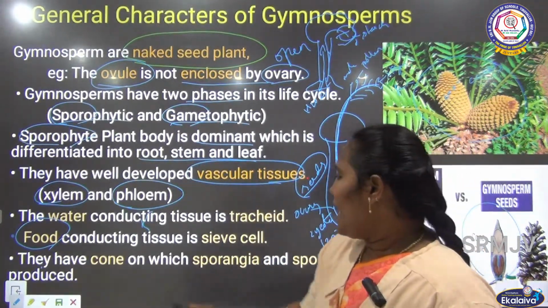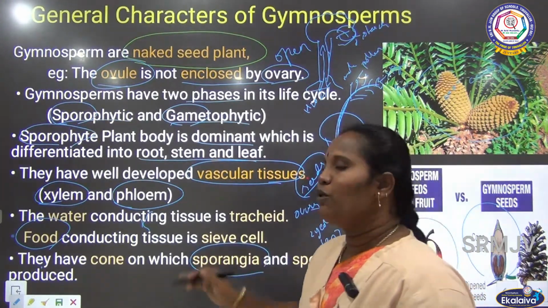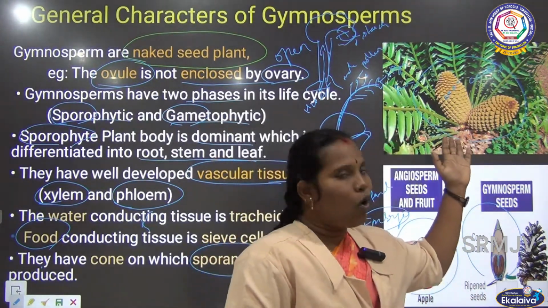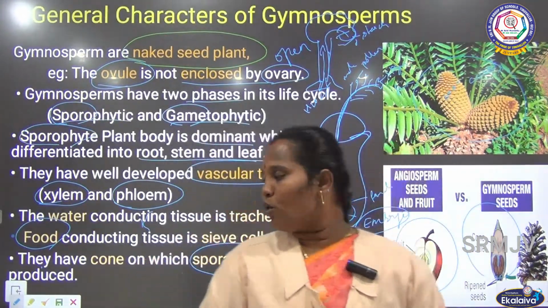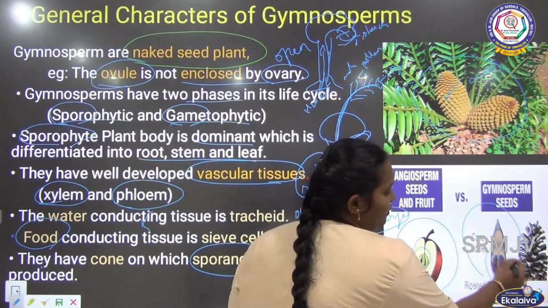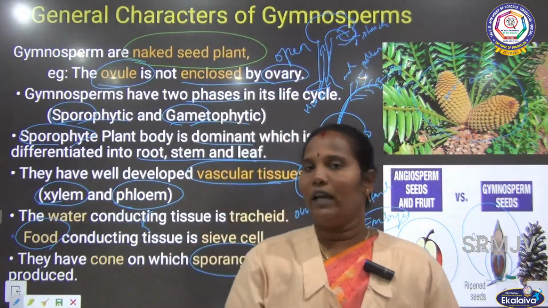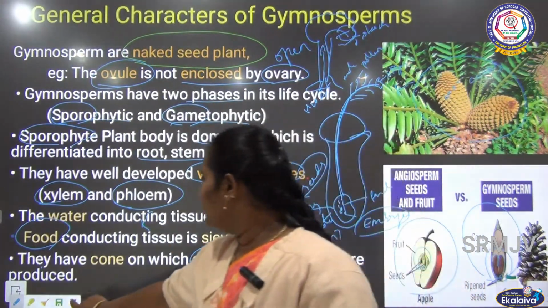Next, they have cones on which sporangia and spores are produced. We saw there, it is the cones. Instead of flowers, they are producing cones. These cones are producing the sporangia. Sporangia means the sacs. The sacs are called the sporangia. This is the general characters of the gymnosperms.